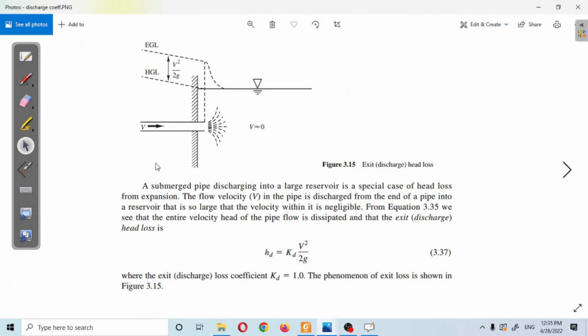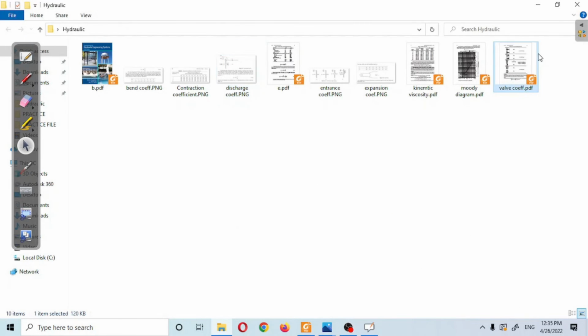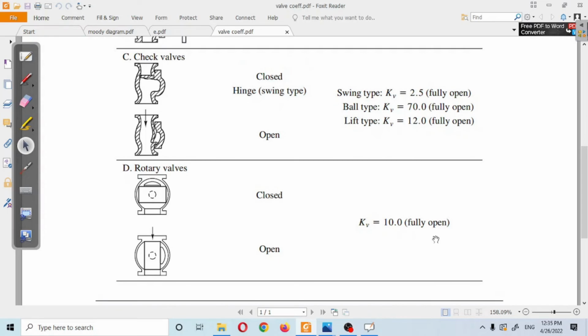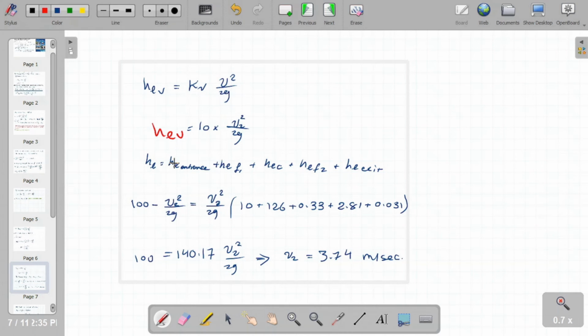This is the discharge coefficient, yes. So we can see, where is it? Where can I find it? Oh, okay, this is the valve coefficient. I found it. So here we have a rotary valve that's fully open. So we have a 10. That's the KV, the head loss to the valve, or sometimes we call it the exit head loss. So basically we have 100 minus the velocity squared divided by 2 times the gravity acceleration. This is the equation that we got from the energy equation, right?